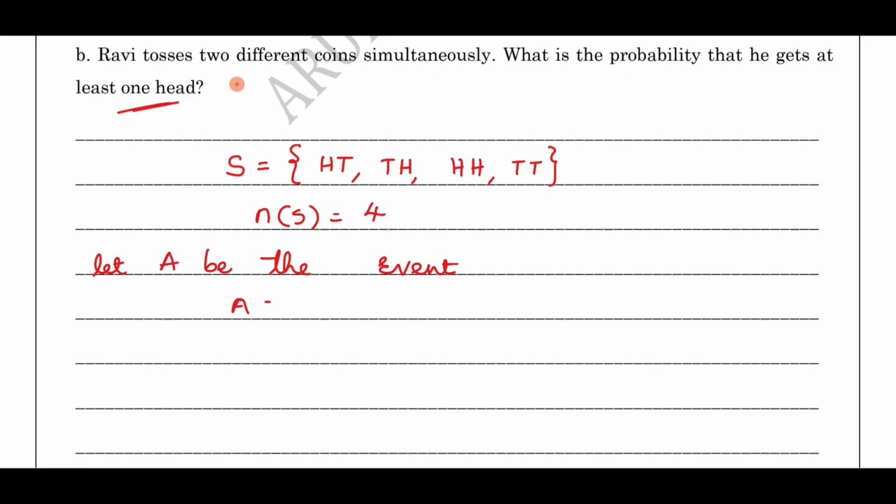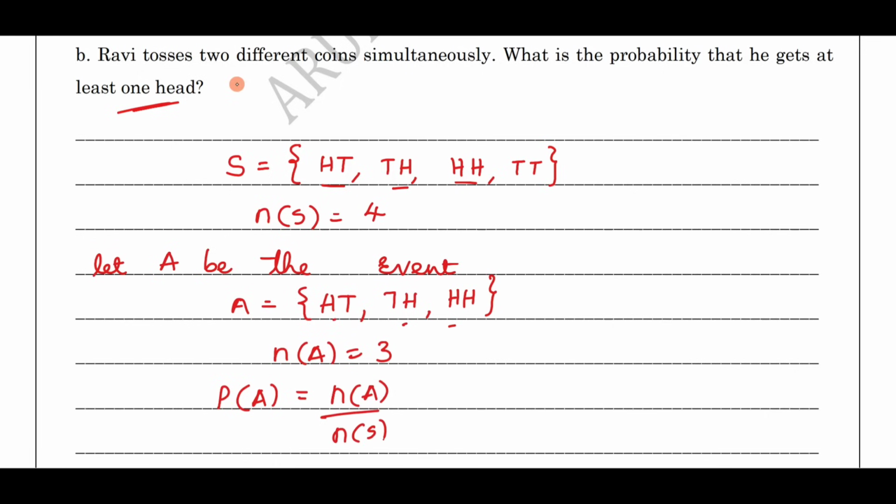Therefore, what will be the sample space for event A? At least one head. You have one head here, TH. You have both the heads here. At least means we should have a minimum of one head. Here, TT, you don't have a head. Therefore, n of A is 1, 2, 3. That is 3. Now, what is the probability of event A? The probability of getting at least one head is n of A by n of S. What you get is 3 by 4.